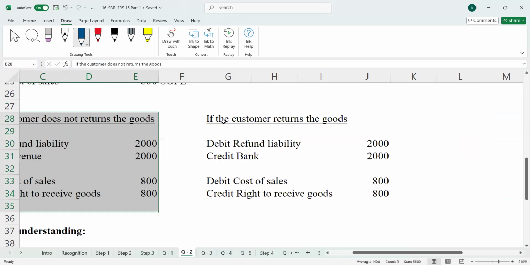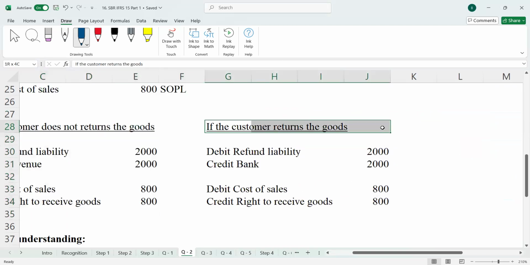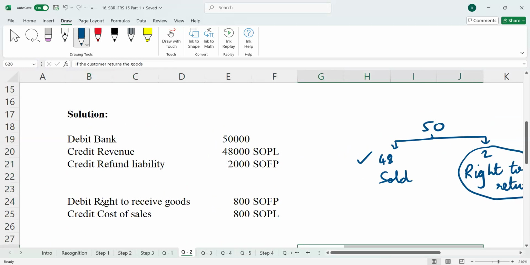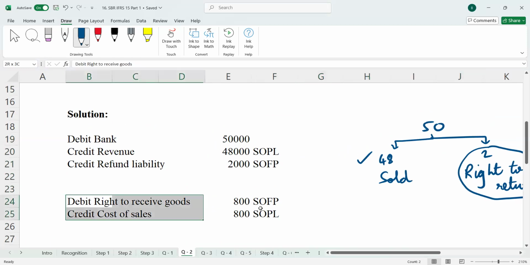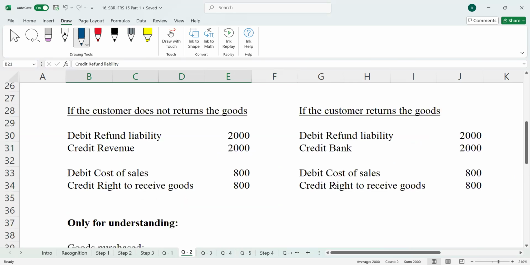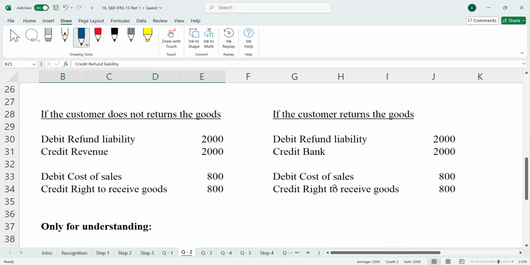Next, if the customer returns the goods, in such a case, the customer has returned the goods. Now again, can I say I'll have to reverse this journal entry because I now have this inventory back with me. So I will reverse this journal entry firstly. Secondly, whatever is the refund liability, I will debit it. So debit refund liability and credit bank. So this is how the accounting will be done.